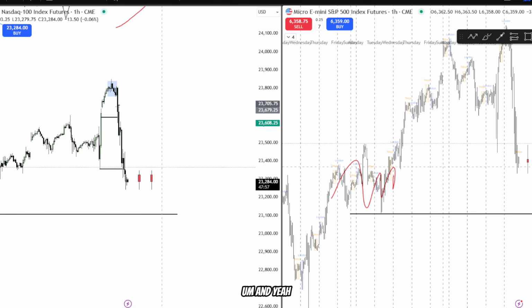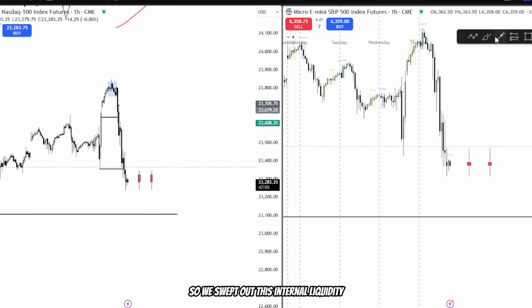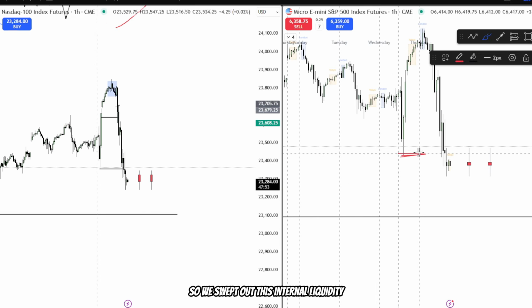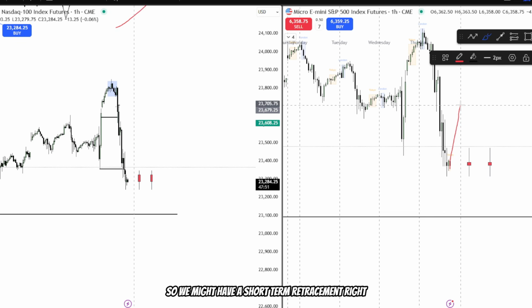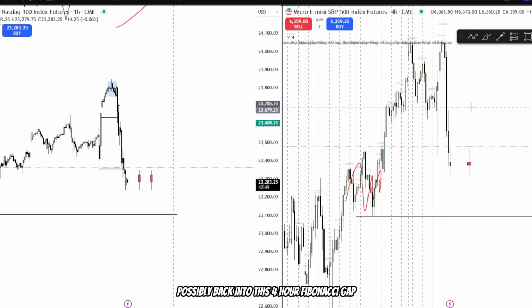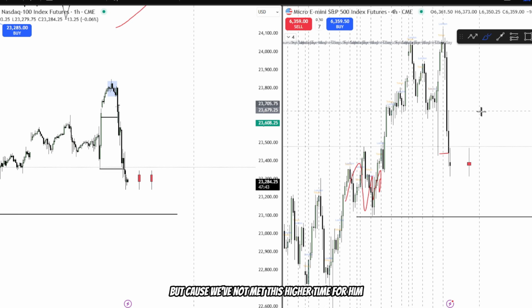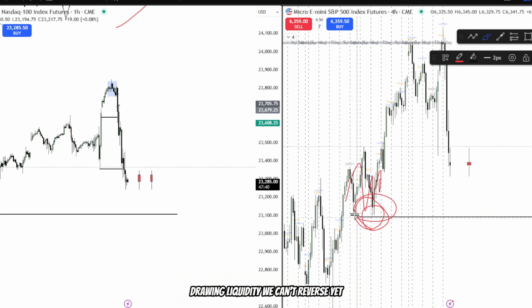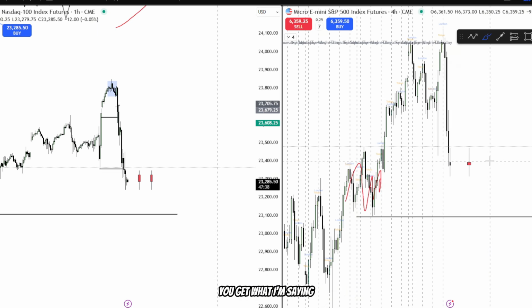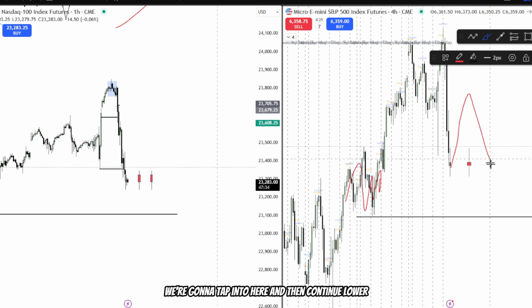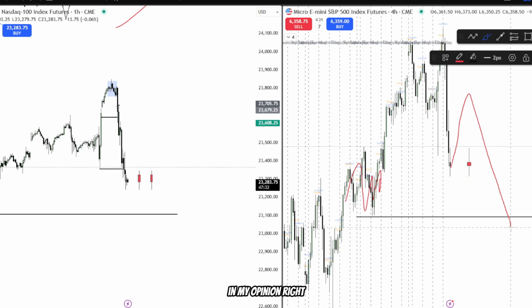And yeah, so we swept out this internal liquidity, so we might have a short-term retracement, right? Possibly back into this 4 hour fair value gap, because we go from ERL to IRL, right? But because we've not met this higher time frame drawn liquidity, we can't reverse yet. You get what I'm saying? So what are we going to do? We're going to tap into here and then continue lower, in my opinion, right? And that's what makes sense.